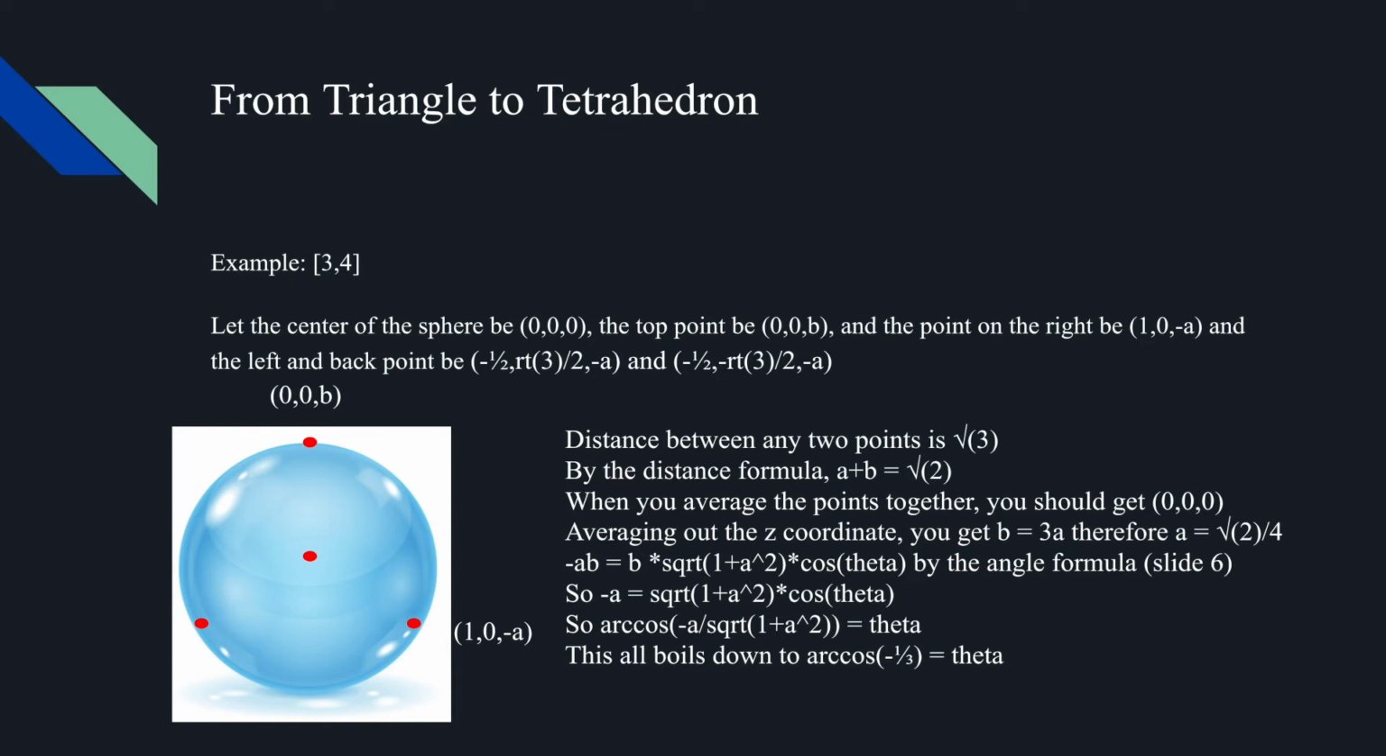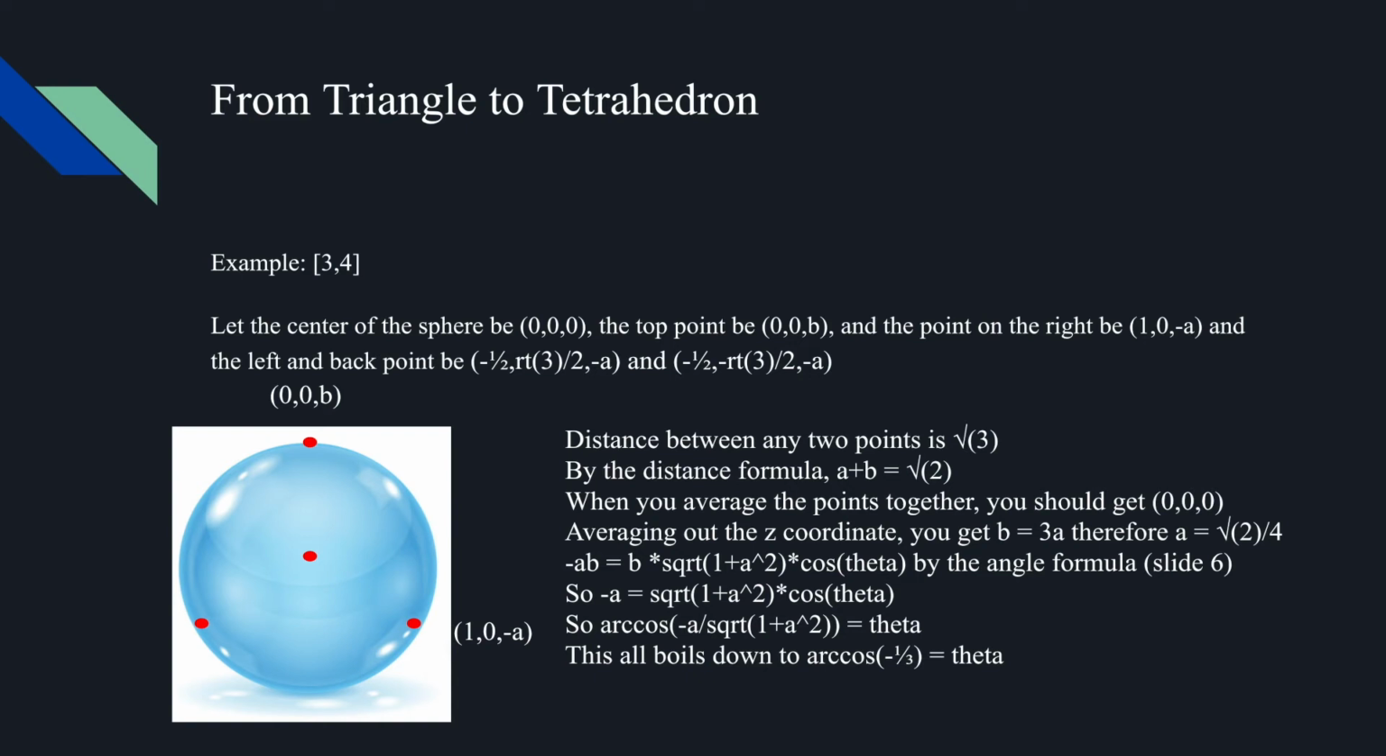And then when you average the points together, all of them, you should get 0, 0, 0, which is the center of that sphere. So by averaging out the z coordinates, you get b equals 3a, because there are 3 a's and 1 b. And then that means that a equals root 2 over 4.